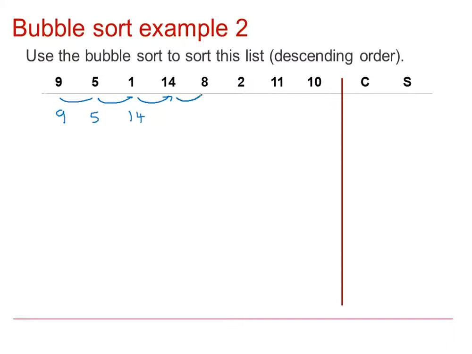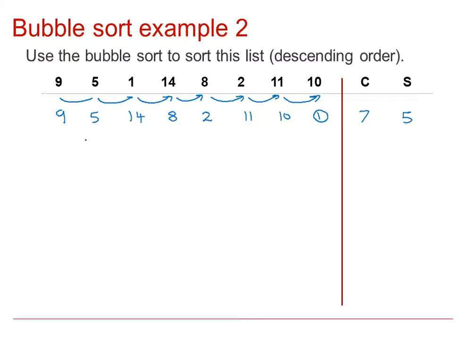1 is smaller than 8, so that would swap. 1 is smaller than 2, so that would swap. 1 in that position would be smaller than 11, so there's another swap. And 1 would swap with 10. So 1 would end up there, so that one is fixed. So that was 7 comparisons, and we can count up the swaps as 5 swaps.